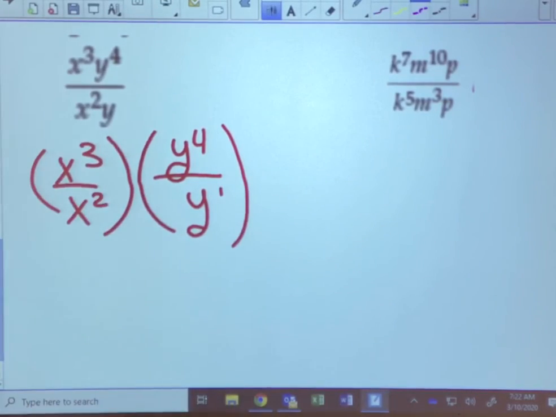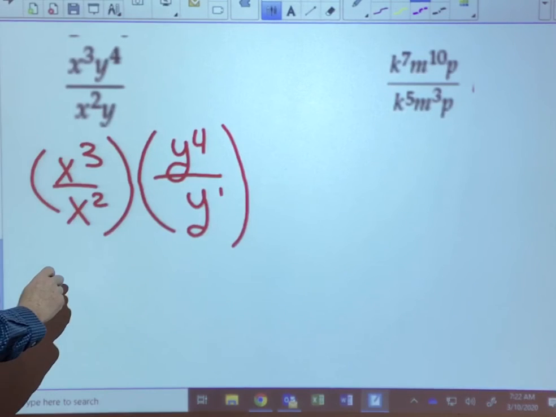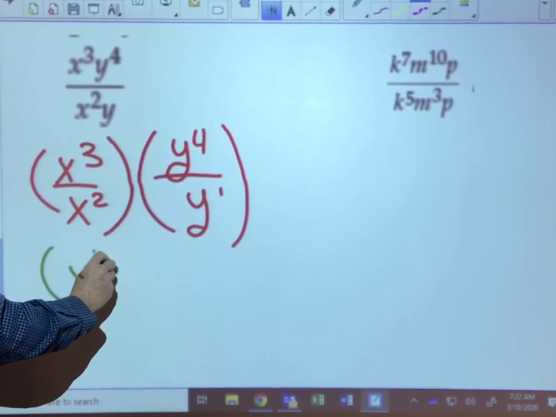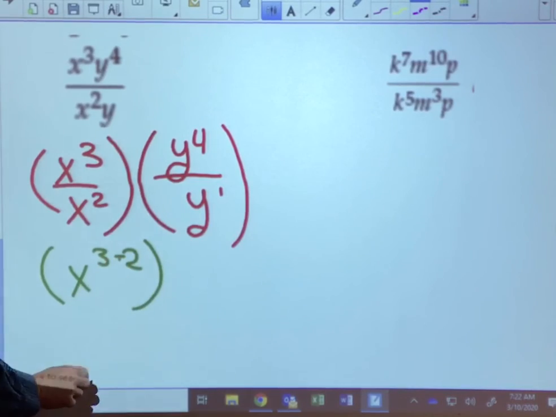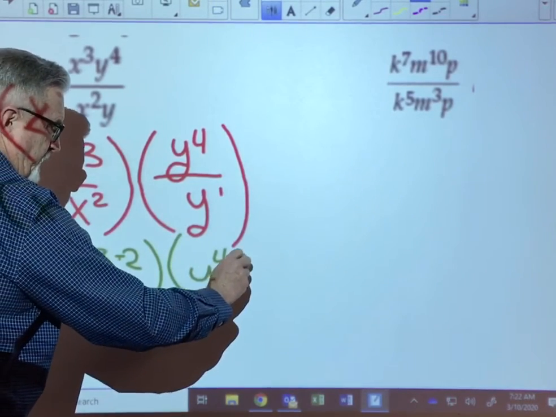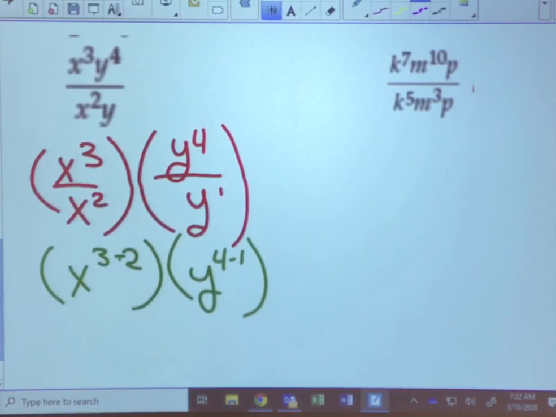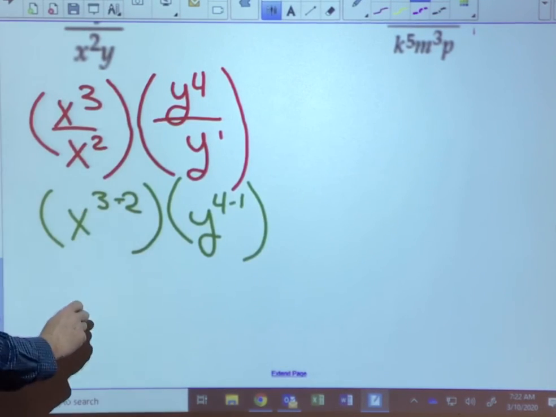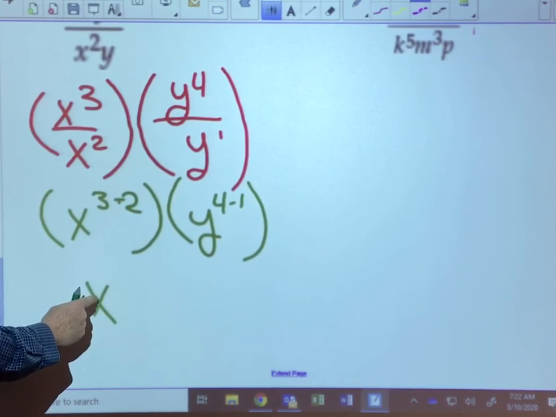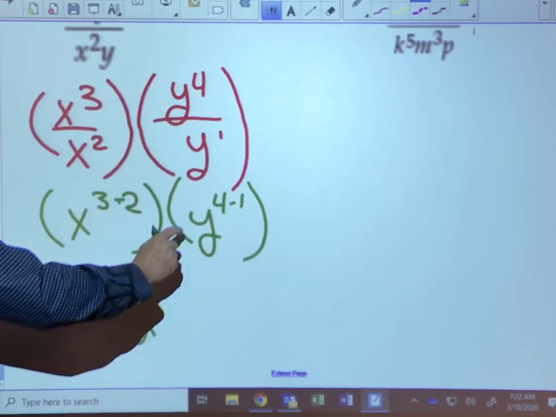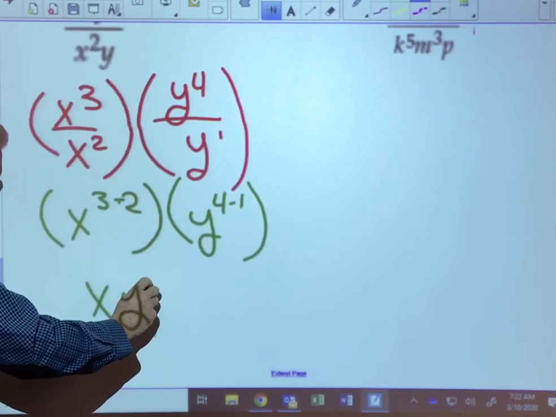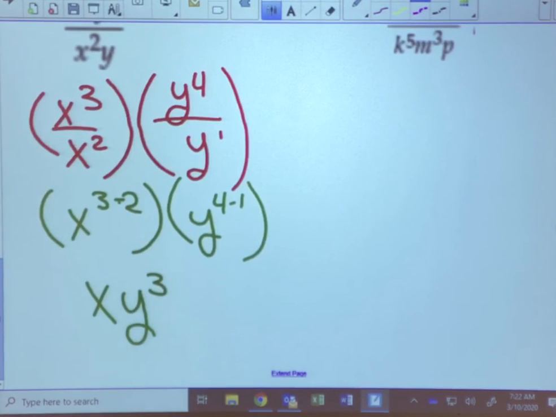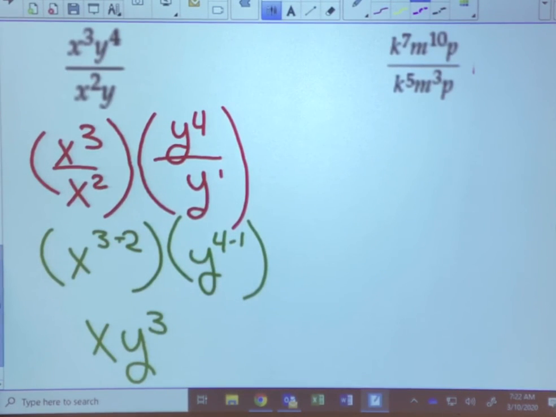So our next step would be to apply our quotient of powers rule, which would say x to the 3 minus 2 power, and it would be y to the 4 minus 1 power. So when we simplify that, we're going to have x to the 3 minus 2, so that's just x to the first power, and it would be y to the 4 minus 1, which would be y to the third power. So the quotient of x to the third power, y to the fourth, divided by x to the second, y is going to be x y to the third power.